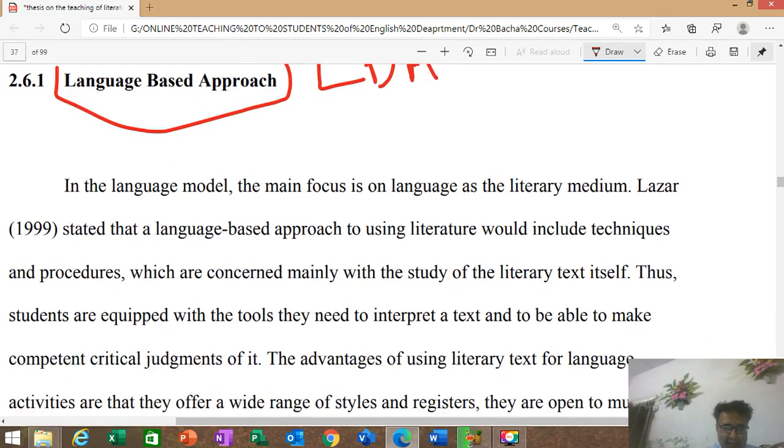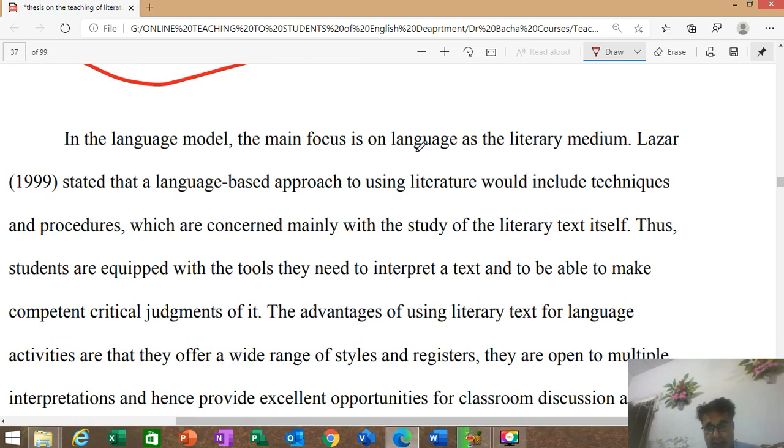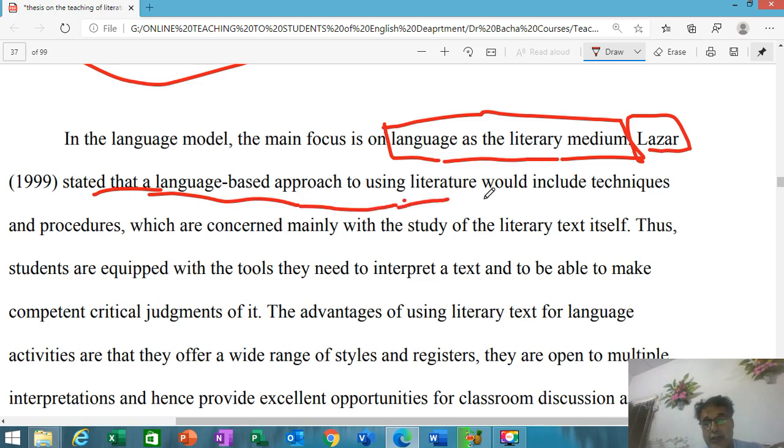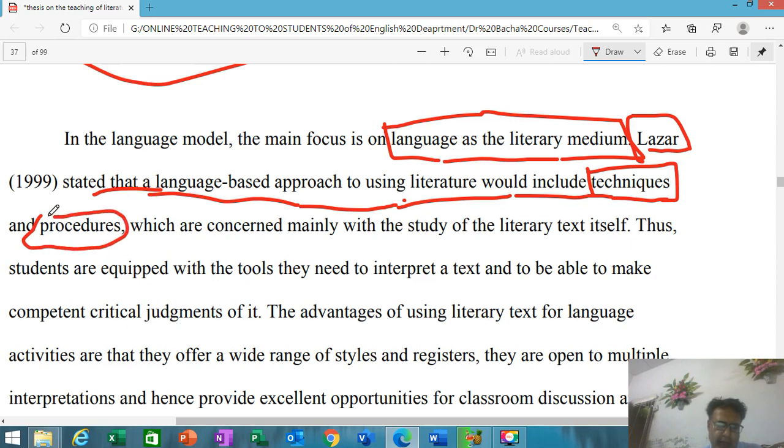In this language model, the main focus is on language, with literature as the medium. Further, Lazar states that a language-based approach using literature would include techniques. Remember, techniques and procedures. Let me tell you something that you know.